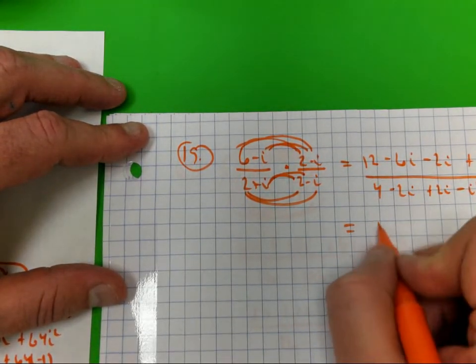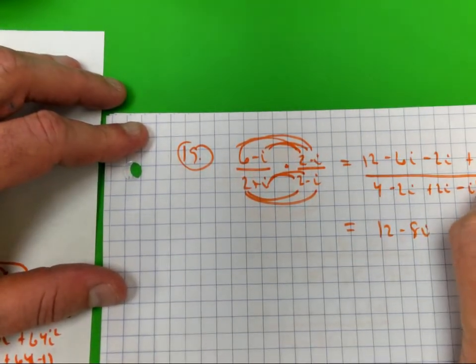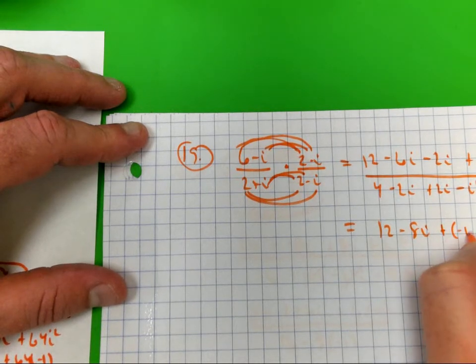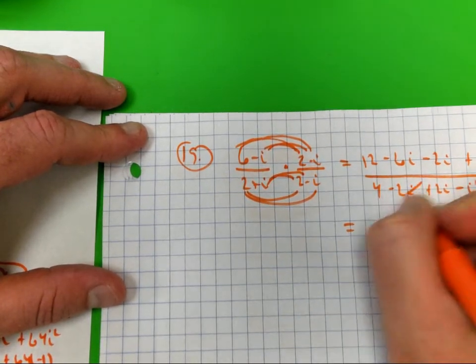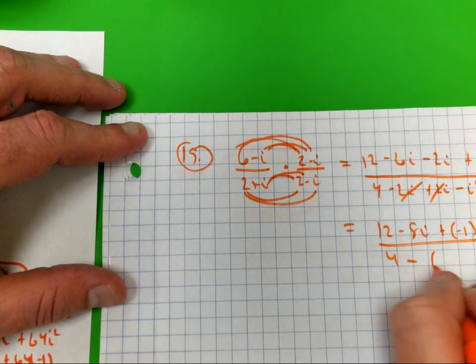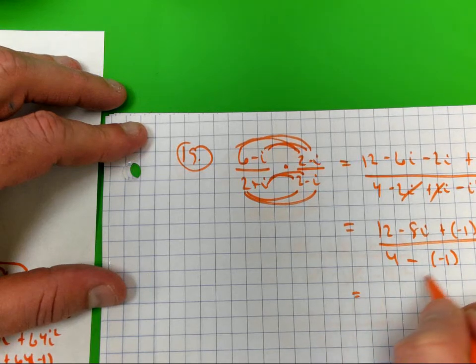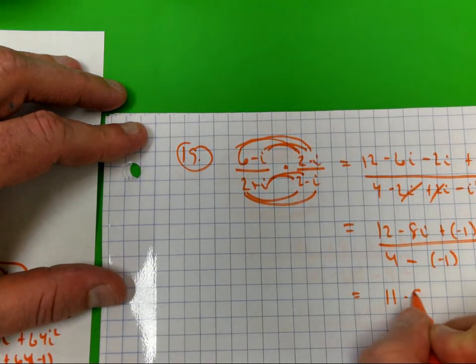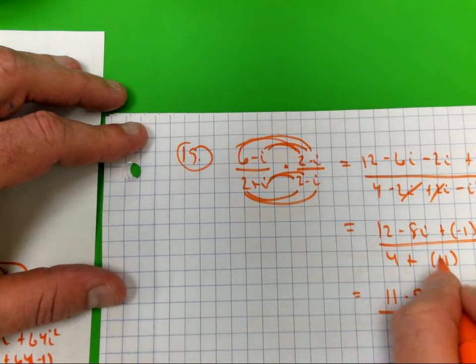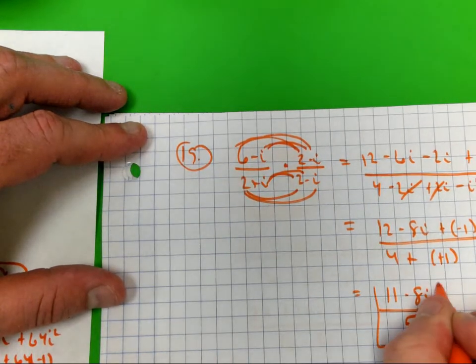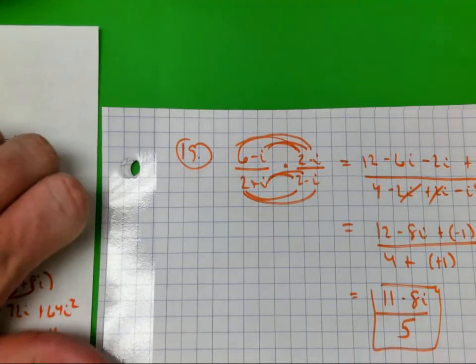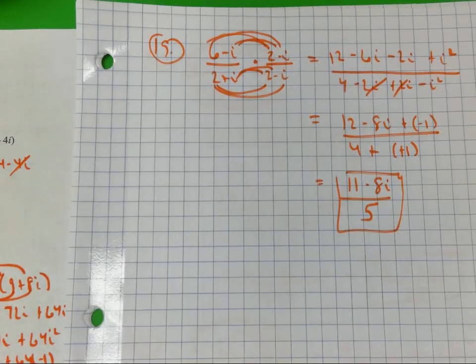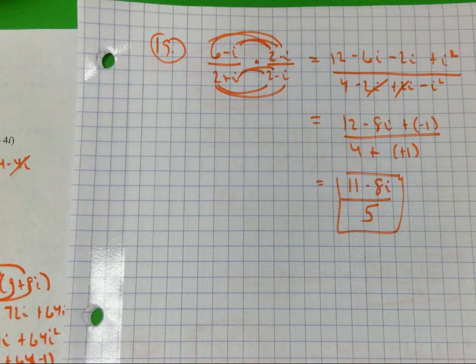Clean it up. 12 minus 8i. I'm going to substitute negative 1 in there for that. 4, these cancel out. Minus i squared is negative 1. So 12 and negative 1 gives me 11 minus 8i over 5. Take a moment to look at that.